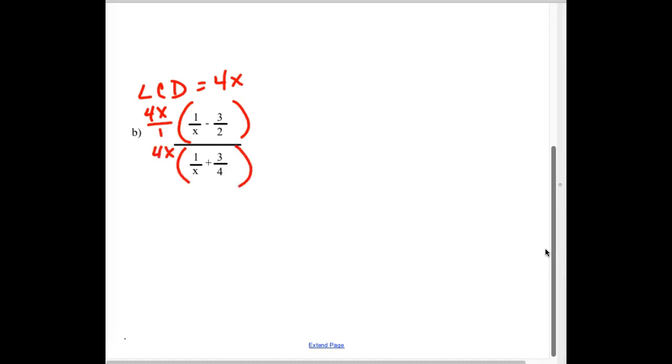A 4x would allow me to cancel a 2, right? But a 2x doesn't allow me to cancel a 4. So I need an LCD of 4x. So I am going to take that whole top half of my complex fraction and times by 4x. Again, I'm going to make it look like a fraction so that we can keep straight our numerators and denominators. Same thing for the bottom half.